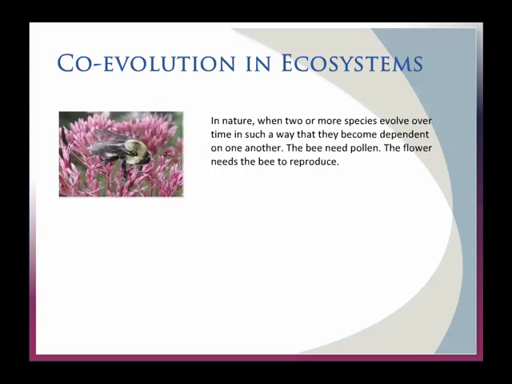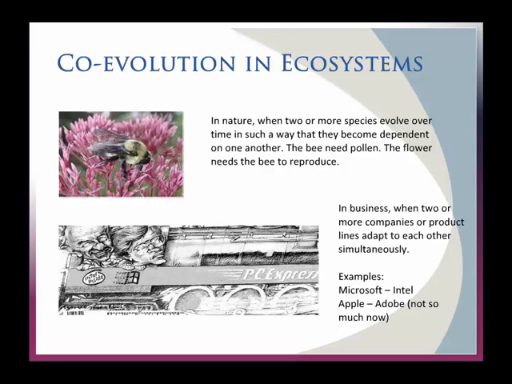Now, coevolution in these ecosystems is interesting because you see different pieces that evolve over time in relation to each other. So in nature, a good example of coevolution is the bee and the flower. They depend on each other. The bee needs the pollen, the flower needs the bee. So they've evolved together to where they rely on each other for their existence. Now, how does this work out in business?